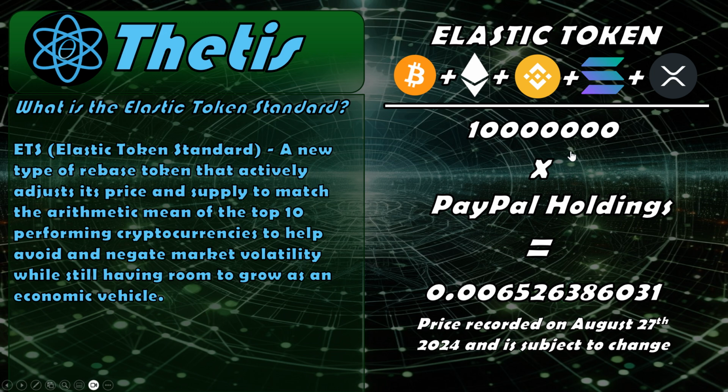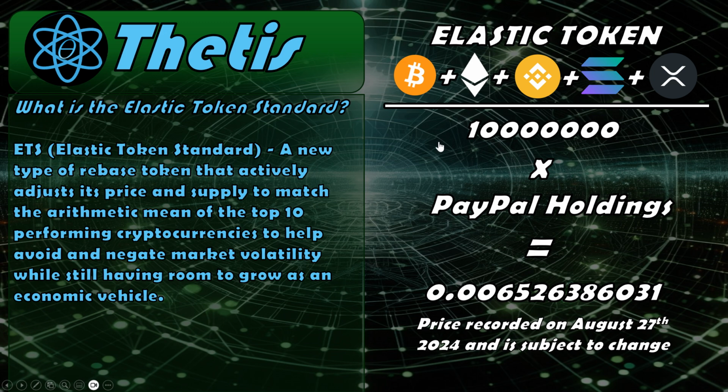Why 100 million? Because 10 million is a factor to get an incremental amount, and then the 10 is for the Elastic token, that there's 10 things. So to get the arithmetic mean or the average of those 10, we have to divide by 10 times 100 million. And that multiplied by the PayPal holdings gives us this number here. Well, this was on August 27th, 2024 and is subject to change, but we will look at this live in action in a few seconds here.